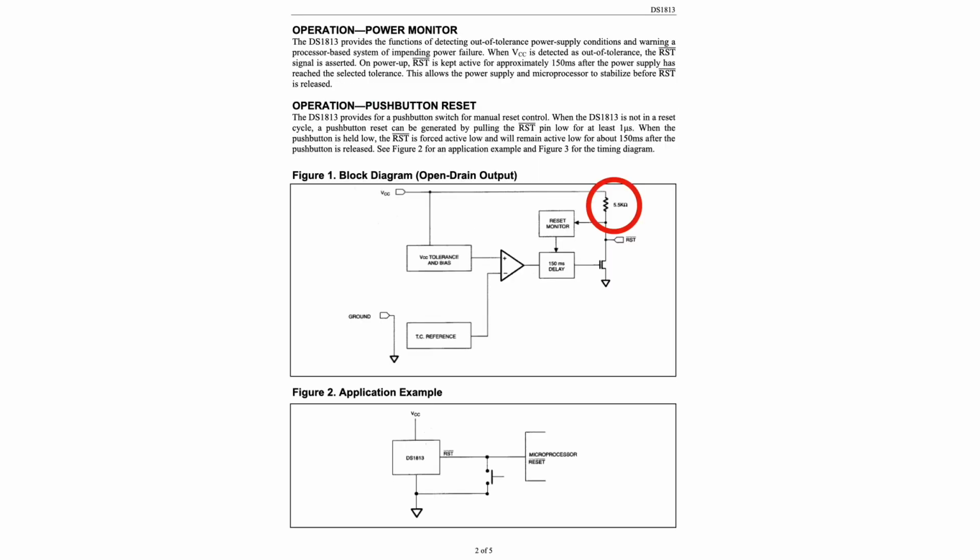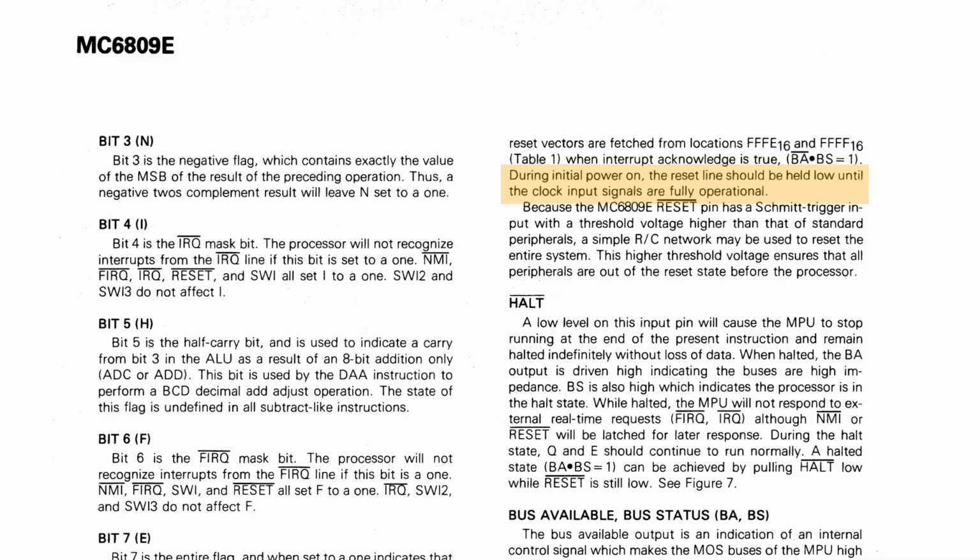As you can see from the block diagram, it even includes an internal pull-up resistor for the open drain output. It really couldn't be any easier to integrate into a system. The application example in the datasheet basically shows you that you don't really need anything else in most circumstances. There is, however, this one sentence in the 6809E datasheet that gives me pause. 150 milliseconds is probably enough time for the clock generator to settle into its steady state. I mean, it really almost certainly is, but I can buy some cheap insurance with just a few additional components.